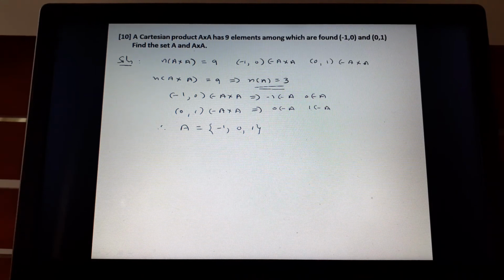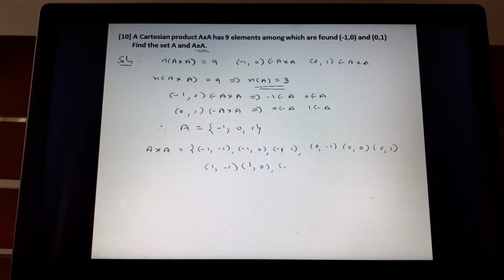Now what is the next thing? Find A cross A. Therefore, A cross A equals: (-1,-1), (-1,0), (-1,1). So this completes with -1. Same thing you do with the second one: (0,-1), (0,0), and (0,1). Same way, next one: (1,-1), (1,0), and (1,1). So you can check, it should have 9 elements: 1, 2, 3, 4, 5, 6, 7, 8, 9. So this is our answer.